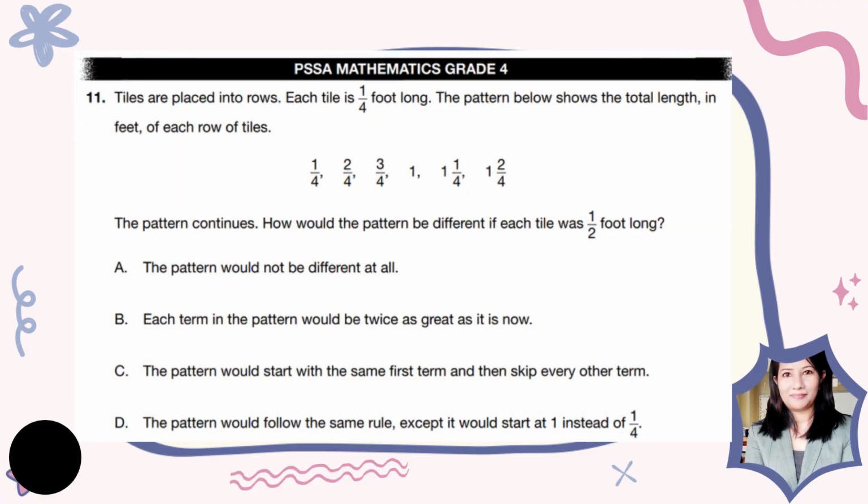All right, let's do it. Question number 11. Tiles are placed into rows. Each tile is 1/4 foot long. The pattern below shows the total length in feet of each row of tiles. The pattern continues. How would the pattern be different if each tile was half a foot long?